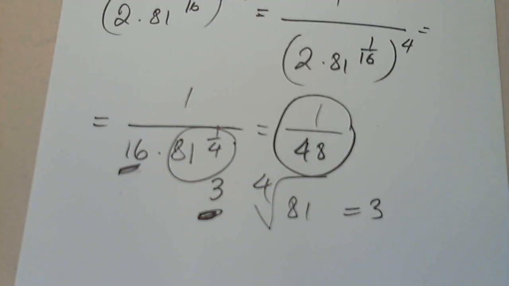Is there a way of checking this? Yes, there is a way of checking this before you put it in. With the graphing calculator, you will enter from the very beginning 2 multiplied by 81 caret in parentheses 1/16.